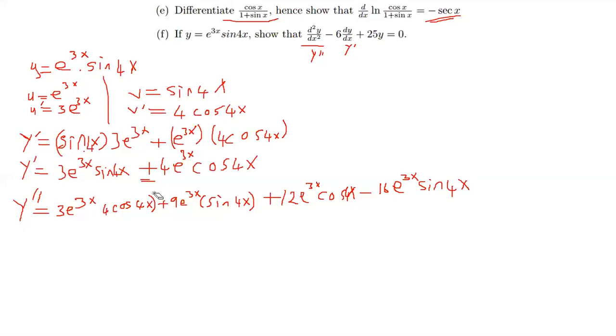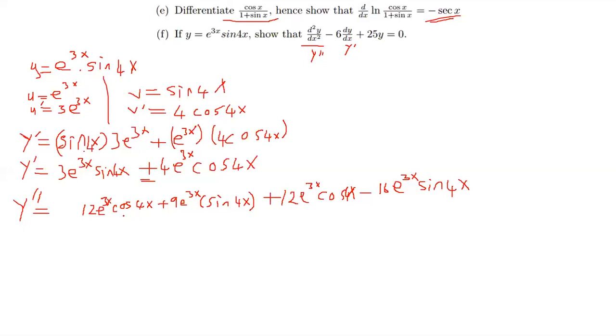Okay, there's also this part. So when I multiply 3 times 4 here, I'm going to get 12. So let me just write 12 instead of writing all this. So this will be 12e to the power 3x, like that.